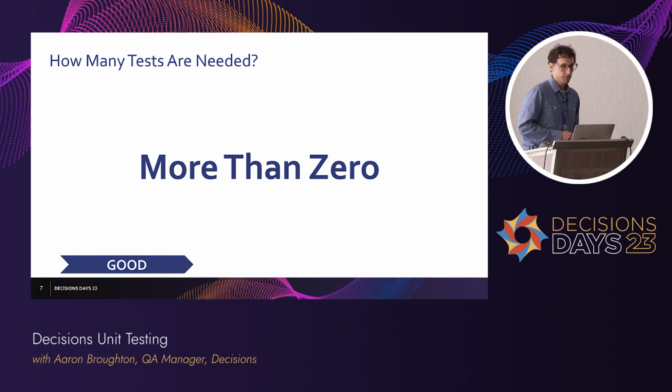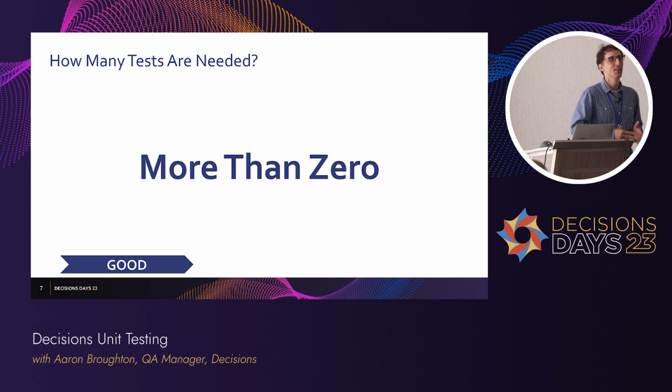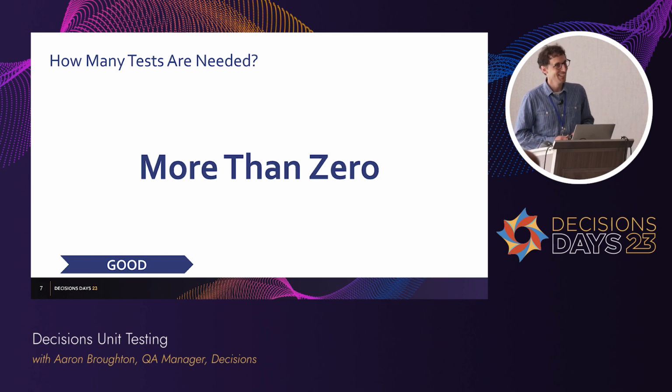The first one is that you should have more than 0, all right? Hopefully we've already established that. We'll call that good. That's stretching it. But as long as you've got more than 0, you're on the path to good. All right? Yes, you gotta start somewhere.